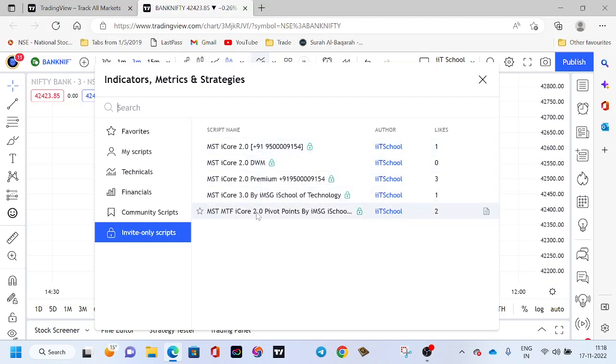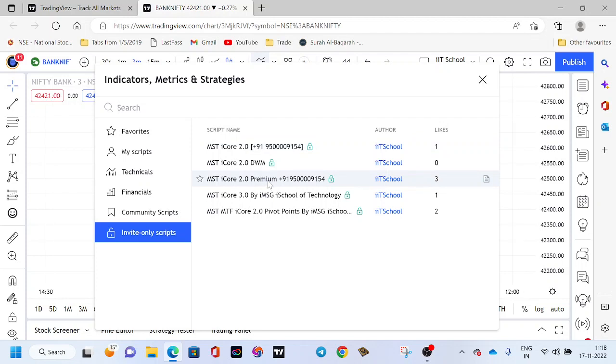So why do I have more indicators? This is for our personal use, and we have been testing different methodologies, so we have made copies of the indicator. But mostly we are giving this MST iCore 2.0 premium to all our customers. For previous customers who paid a lesser amount, we are giving MST iCore 2.0, not the premium version. If they are willing to convert to the premium version, they can very well convert.